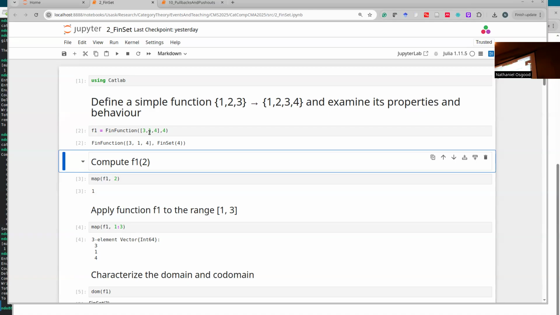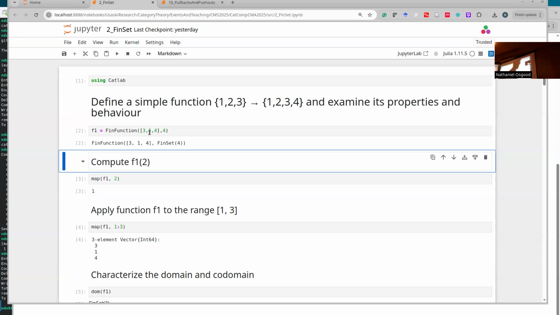It indicates what each of the elements of the source set, the origin set, which has 3 elements, maps into in the target set. So the first element maps to 3. The second element maps to 1. The third element of this source set maps to 4 in that target set. So this is a mapping from a set of size 3, 1, 2, 3, to a set of size 4. It's a very specific mapping: 1 to 3, 2 to 1, 3 to 4. Okay, that's how we encode that function.